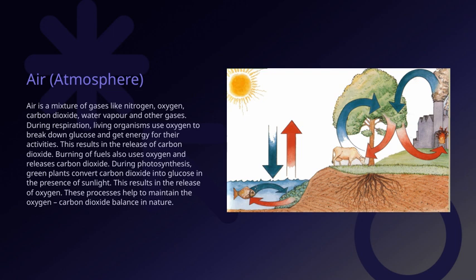Now here's where green plants come into the picture. Through photosynthesis, plants take in carbon dioxide from the air and, using sunlight, convert it into glucose. This process not only produces food for the plant, but also releases oxygen back into the air. All of these processes, respiration, combustion, and photosynthesis, are interconnected and help maintain a balance between oxygen and carbon dioxide in our environment. This balance is vital for sustaining life on Earth and keeping our atmosphere healthy.